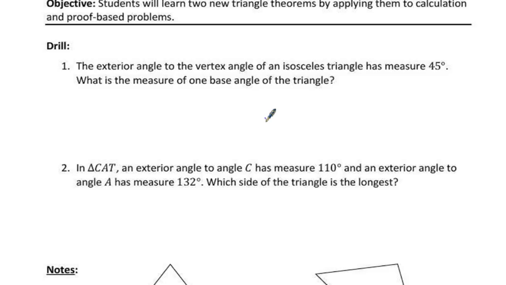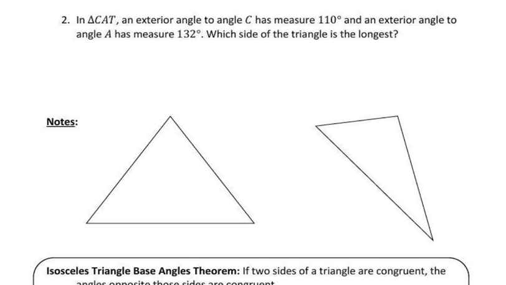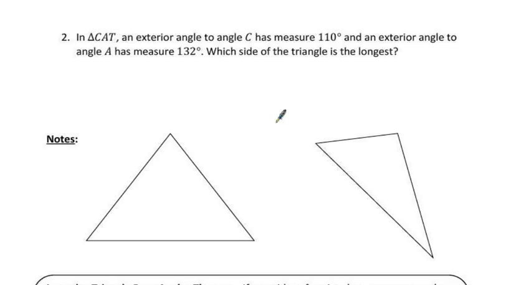The exterior angle to the vertex angle of an isosceles triangle has a measure of 45 degrees. What is the measure of one base angle of the triangle? In order to answer this question, we need to understand a couple parts of an isosceles triangle. We remember by definition that an isosceles triangle has at least two sides congruent.